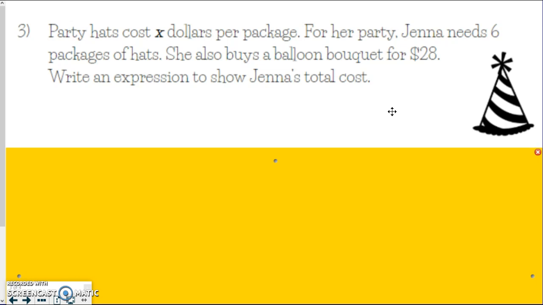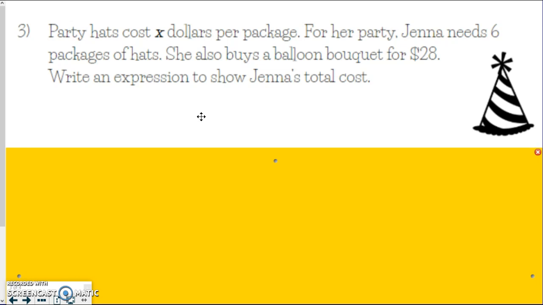So she's buying hats, she's buying a balloon bouquet, lots going on here. So let's figure it out. We know that the packages of hats cost a certain amount. We don't know, but that's represented with X. But it says per package. Now I know we talked about per being multiplication or division. It really makes more sense for this problem for it to be multiplication because she's buying multiple packages and they each cost a certain amount. And so we're talking about multiplying. She needs 6 packages of hats, so we're really multiplying 6 and X. So we're going to write 6X.